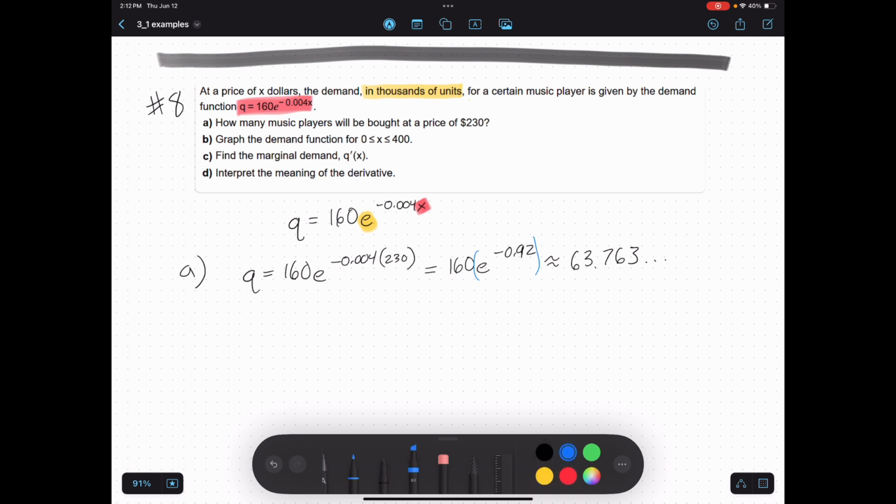So if I move my decimal place for it to be in terms of thousands of music players, I then need to round to the thousands value, which is this one. And so my next number is a 7, which means I need to round it up, and that gives me approximately 64,000 music players.